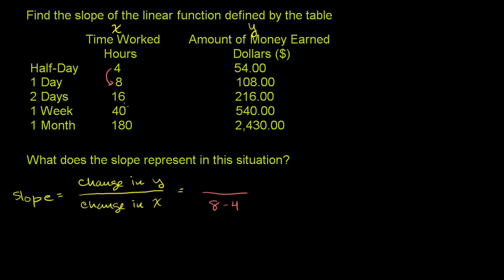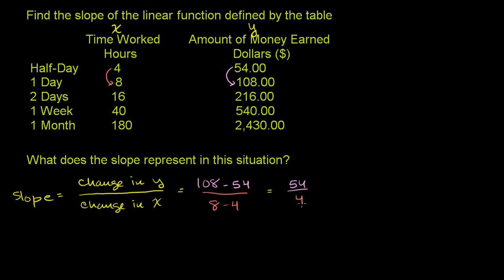But how much does the amount of money earned change if I go from 4 hours to 8 hours? Well, I go from $54 to $108. So the difference in the amount of money I make is 108 minus 54. So what is my change in my dependent variable? Well, that's going to be 108 minus 54. Well, that's just 54. And then what was the change in the amount of hours I worked? Well, the change in the hours I worked was 4 hours. So if I work 4 more hours, I make $54 more. Let me put an equal sign there.